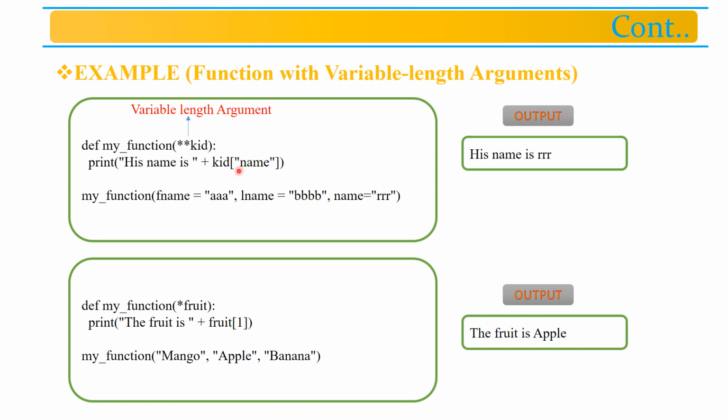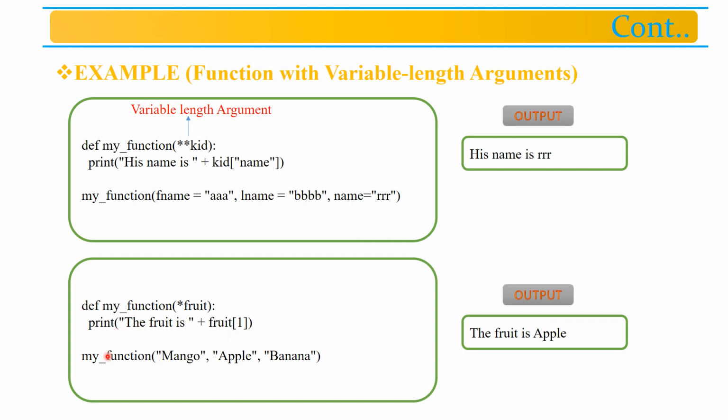So when I want to display this kid's name, here the name is RR, so the value will be "his name is RR". If suppose here I have passed the F name, it will be printed as "his name is AAA". So like that, this is a variable length argument. Suppose I have given a single star, the single star is nothing but you can access the tuple values.